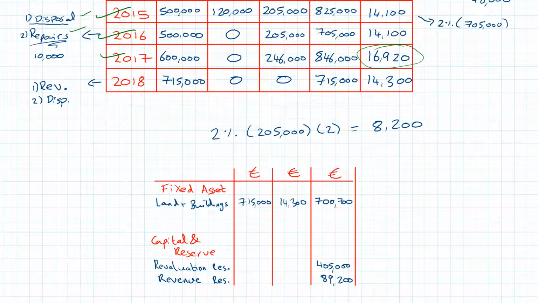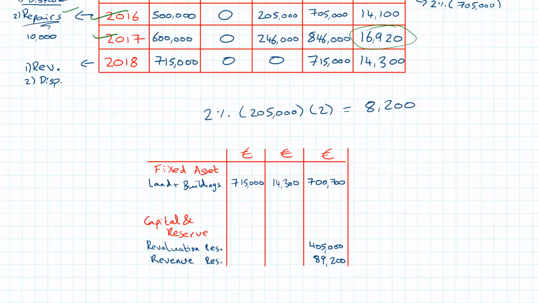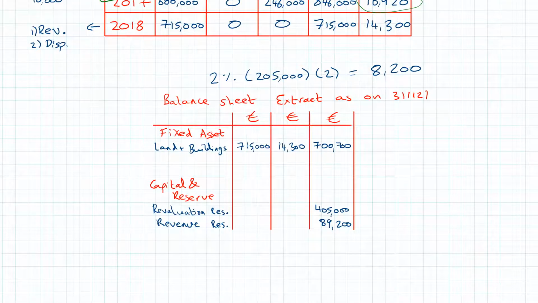And that is all of the practical element of the question. I should actually put in here, just so you know, balance sheet extract as on the 31st 12 2018.